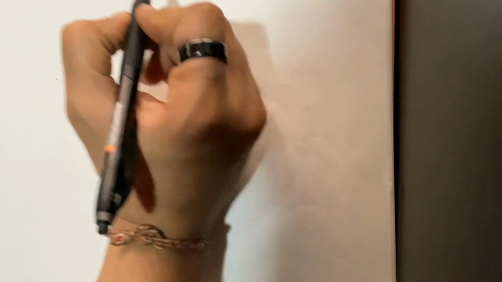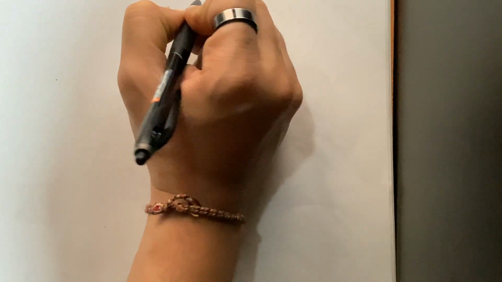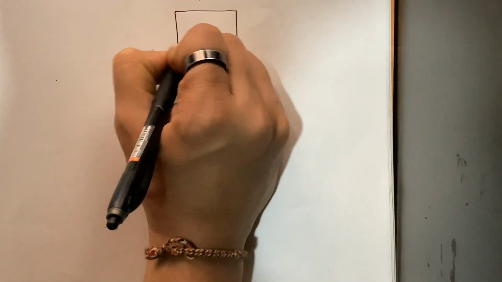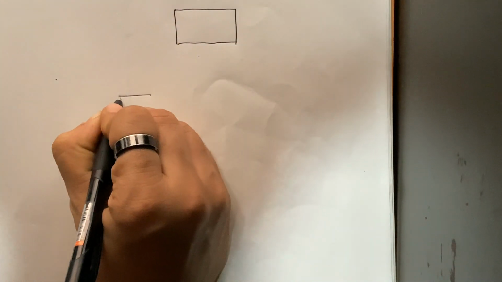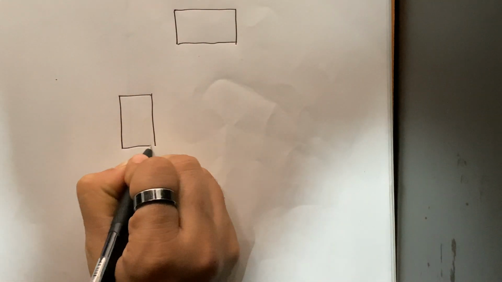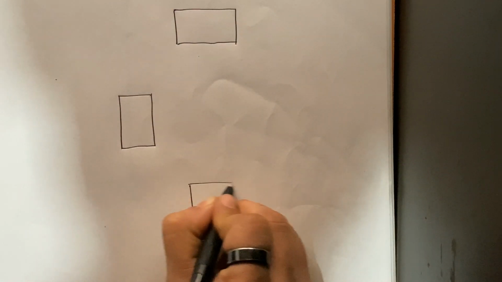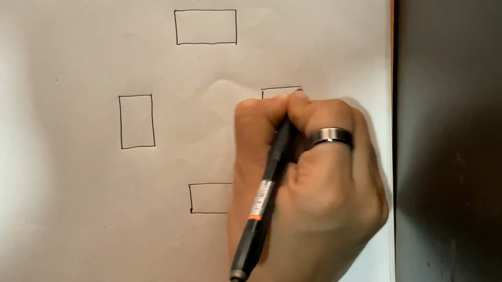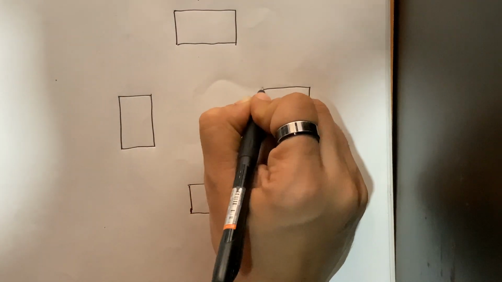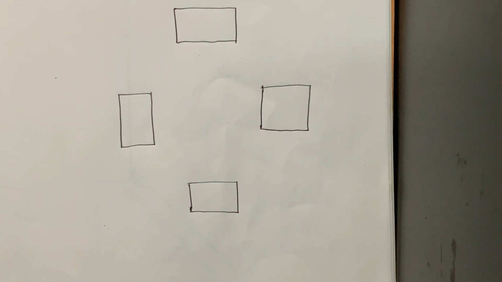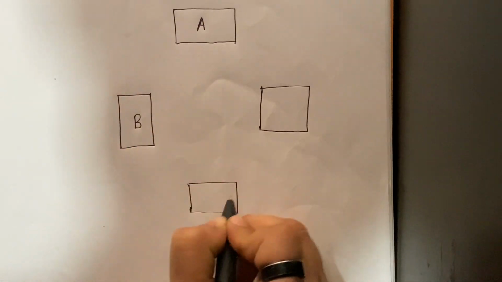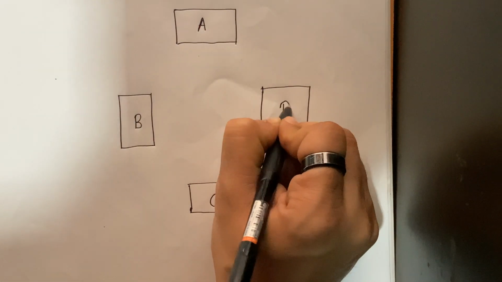Imagine there are four magnets. One, two, three, not to be scaled, four. Okay, now these are the four magnets. Now we'll name them A, B, C, and D.